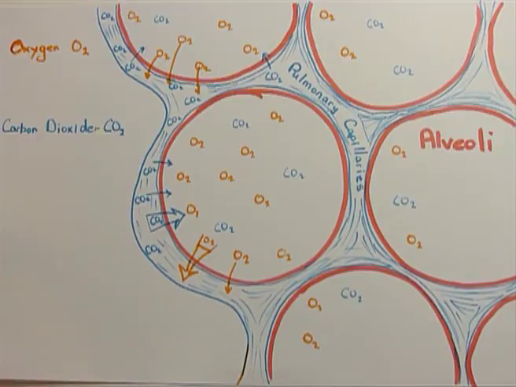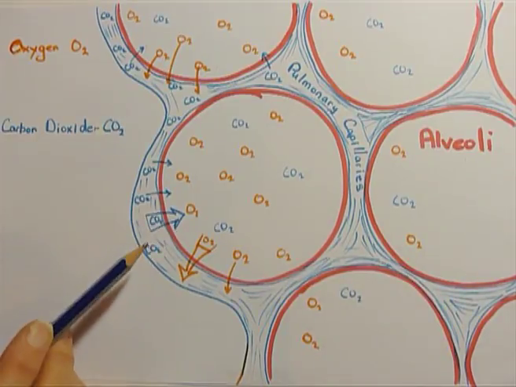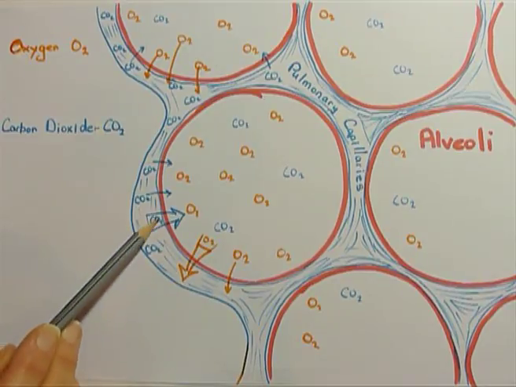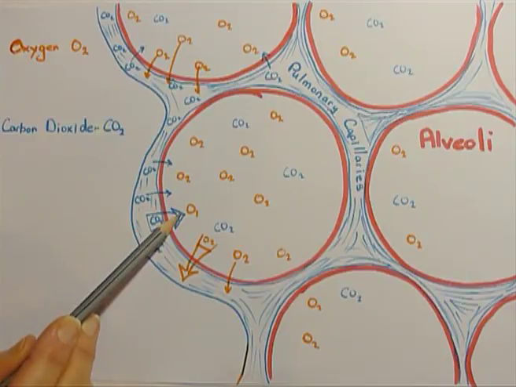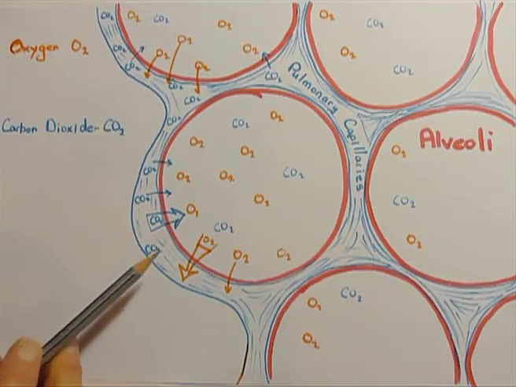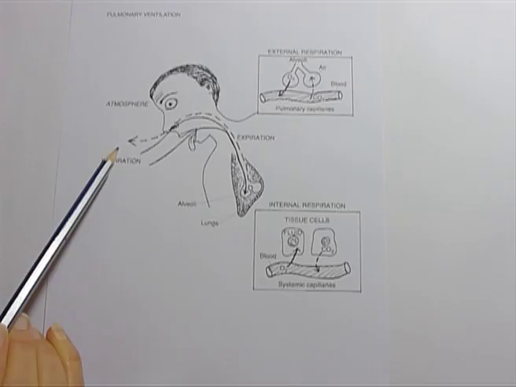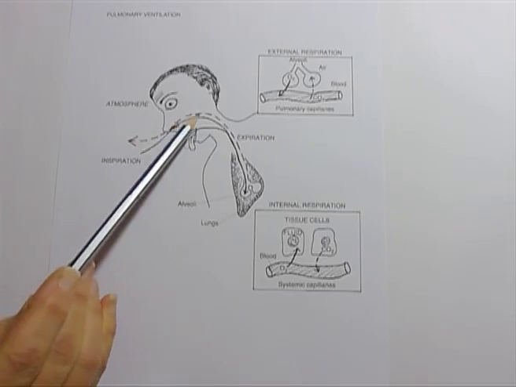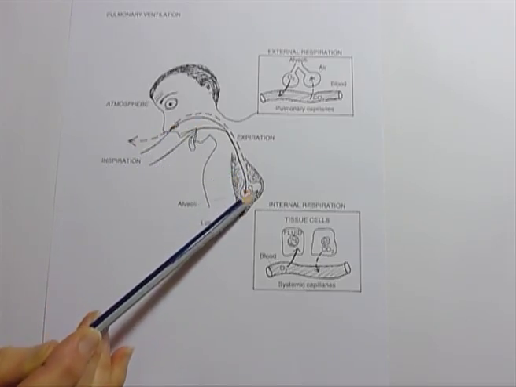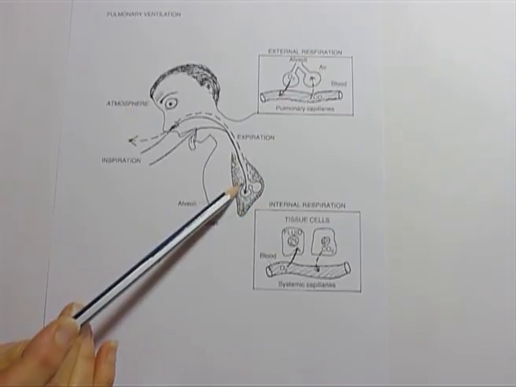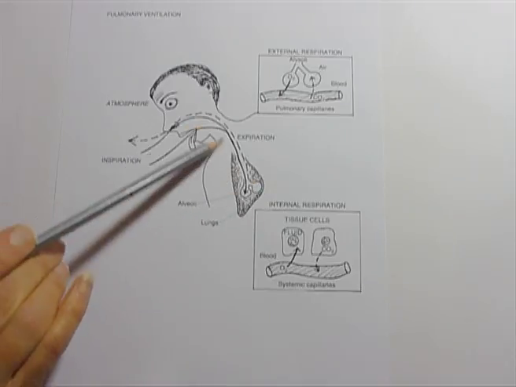It's at this point that the gas diffuses into the pulmonary capillaries. Gas exchange is the diffusion of oxygen from the lungs into the bloodstream and the diffusion of carbon dioxide from the bloodstream back into the lungs as a result of differences in partial pressure. This is external respiration. Air moves into the lungs when the pressure inside the lungs is less than the atmospheric pressure. Differences in pressure caused by changing lung volumes force air in and out of the lungs.